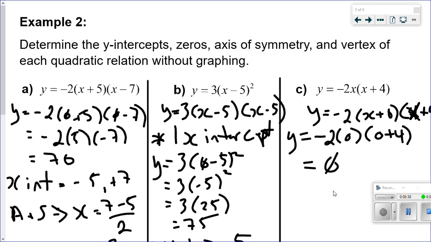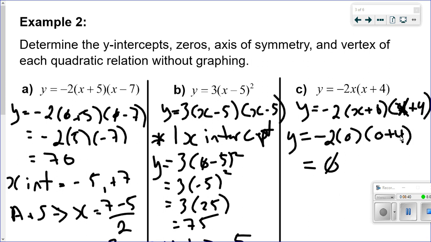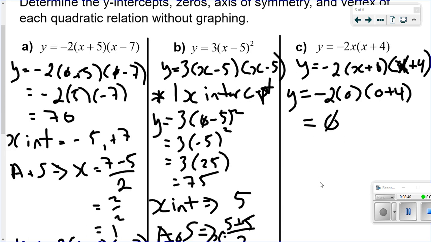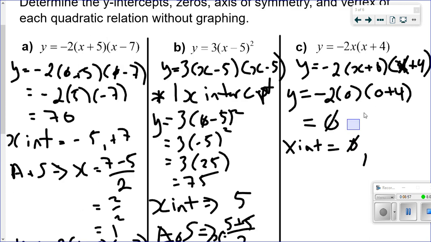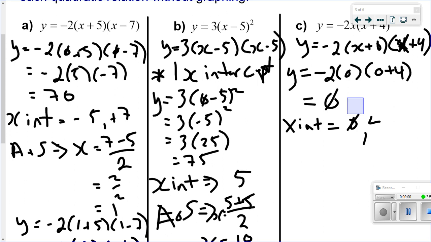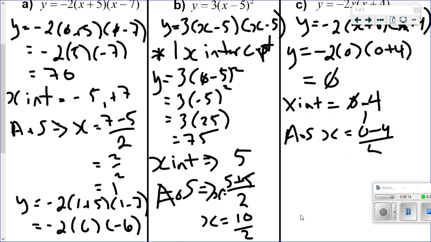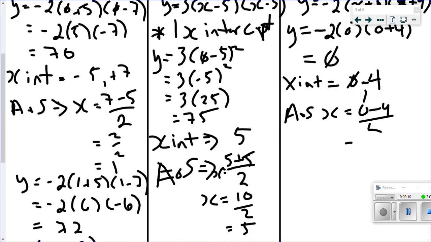So, what happened there? 0 plus 4 is still 4, I'm sorry, but 4 times 0 is 0, and 0 times negative 2 is 0, and I'm just speeding the math along a little bit. So in this case, the x-intercepts are 0, and we have a plus 4 up there, so the other one is minus 4. Minus 4. There we go. The joys of technology.